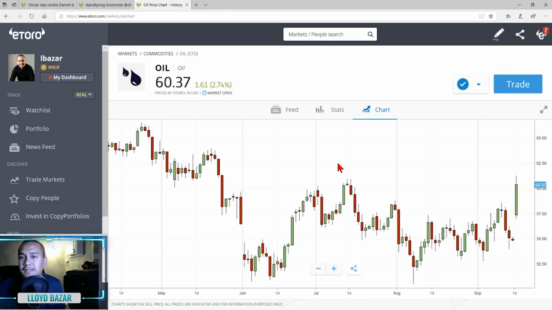Here it is. So this is eToro. This is basically my dashboard. Once you log in to your eToro account, this is what you are going to see. Now, this is very important.